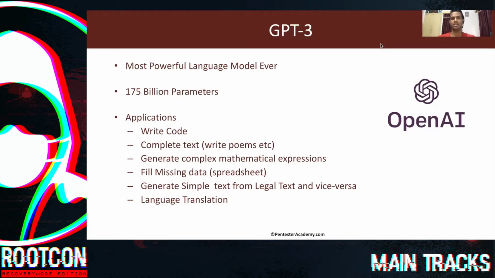Similarly, a developer created a plugin for Figma where the user can enter what they wanted to design and it automatically created the design. GPT-3 was used to write out poems, complete text. It was used to generate complex mathematical expressions from text. It was used to fill missing data in spreadsheets. And it could even generate simple text by processing legal text and vice versa.